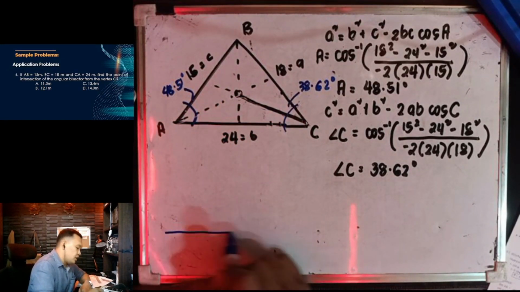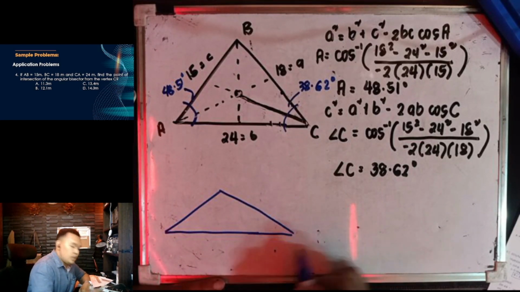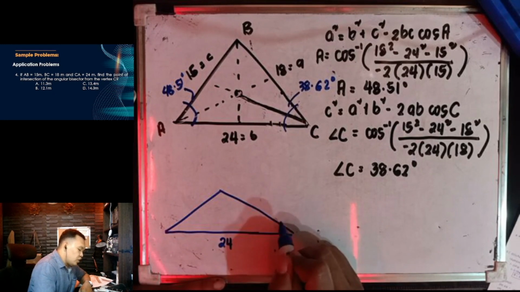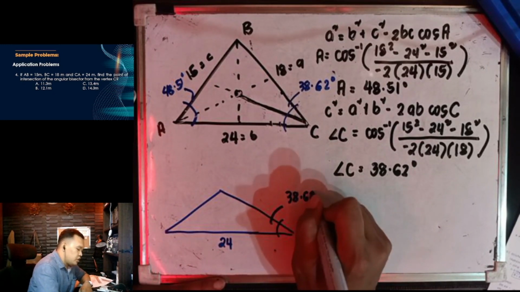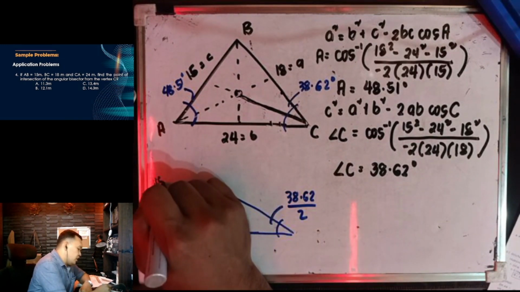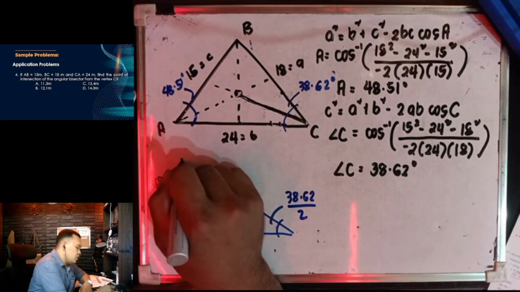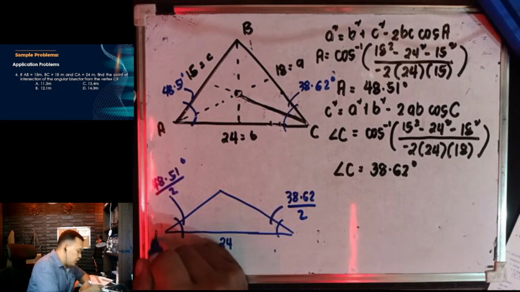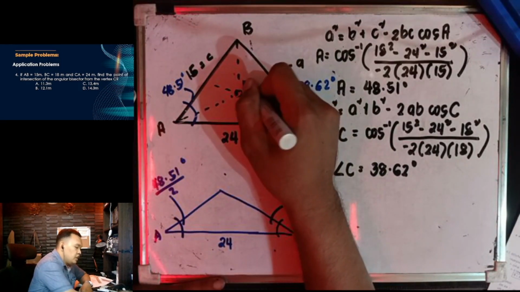So, if we could use this triangle, i-isolate yung triangle na yan, ha? So, we have here this one. Ito ay 24. Ito, ang angle dito ay 38.62 all over 2. Then the angle here is 48.51 over 2 degrees. Tama? Then ito si point A, ito si point C. Sabihin kong yung intersection ay E.